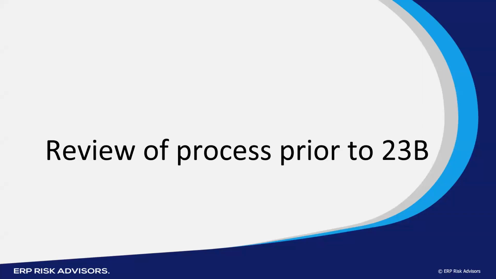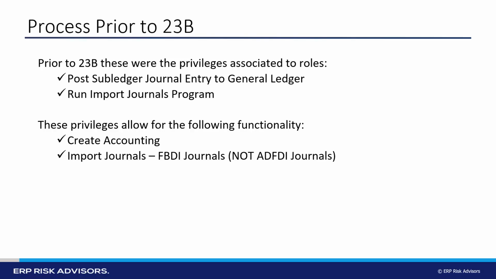Let's look at how the process worked before 23B and the existing privileges. Prior to 23B, there were two privileges: post subledger journal entry to general ledger and run import journals program. The run import journals program allowed the ability to run the create accounting process and the import journals process using an FBDI template.